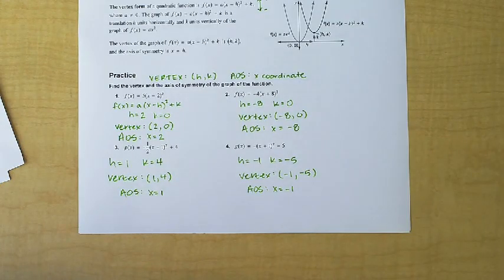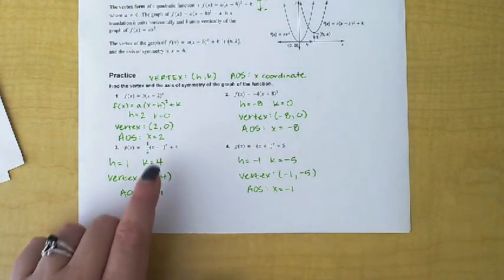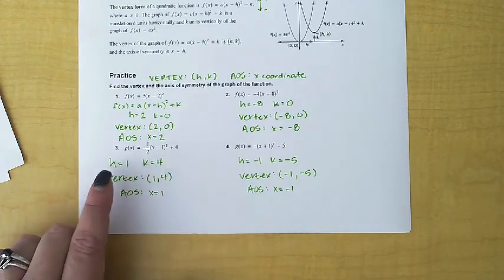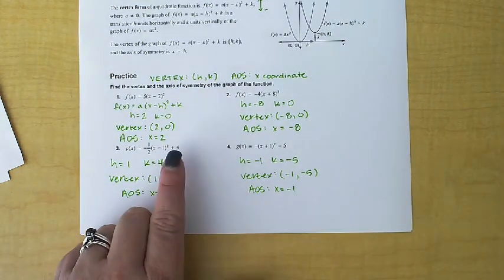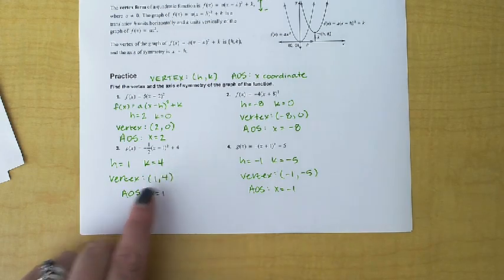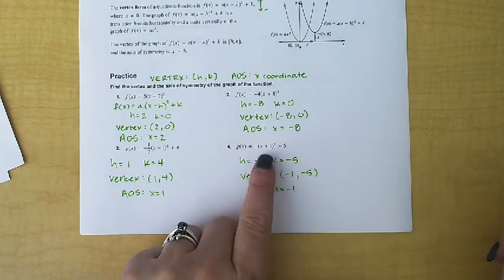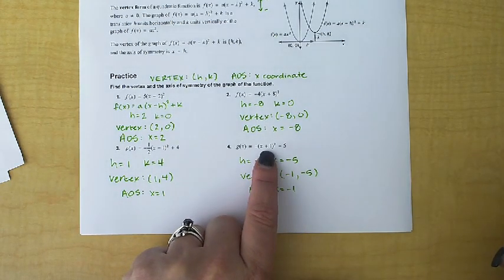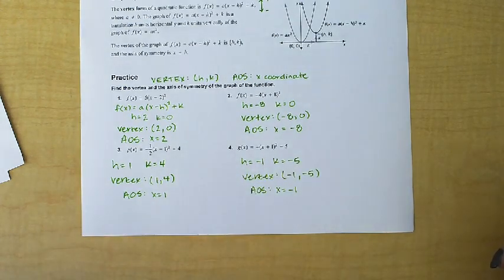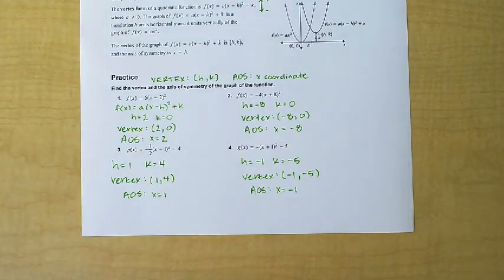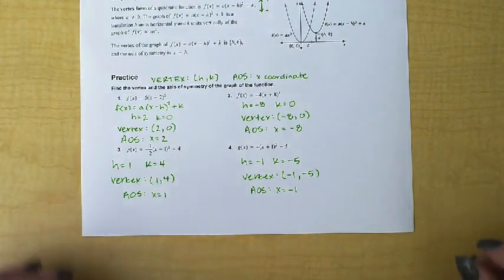Welcome back. Let's check those answers. Remember, when we have a negative inside the parentheses, that makes our h a positive. Our k out here is positive, which gives us a 4. Makes our vertex 1, 4. Axis of symmetry, x equals 1. We've got a positive on the inside of our parentheses here, which makes that a negative, makes h equal negative 1, k equal 5, and we have an axis of symmetry at x equals negative 1.